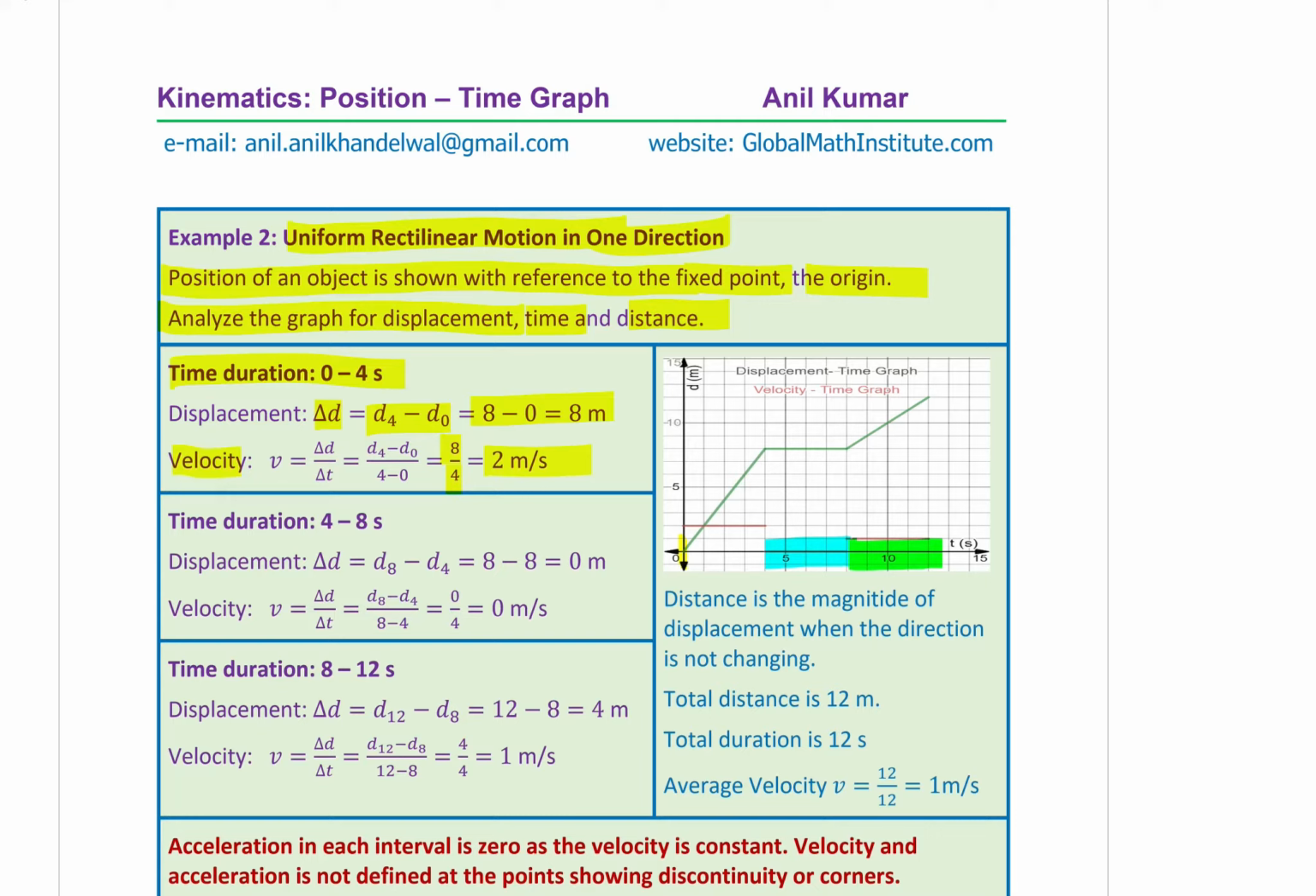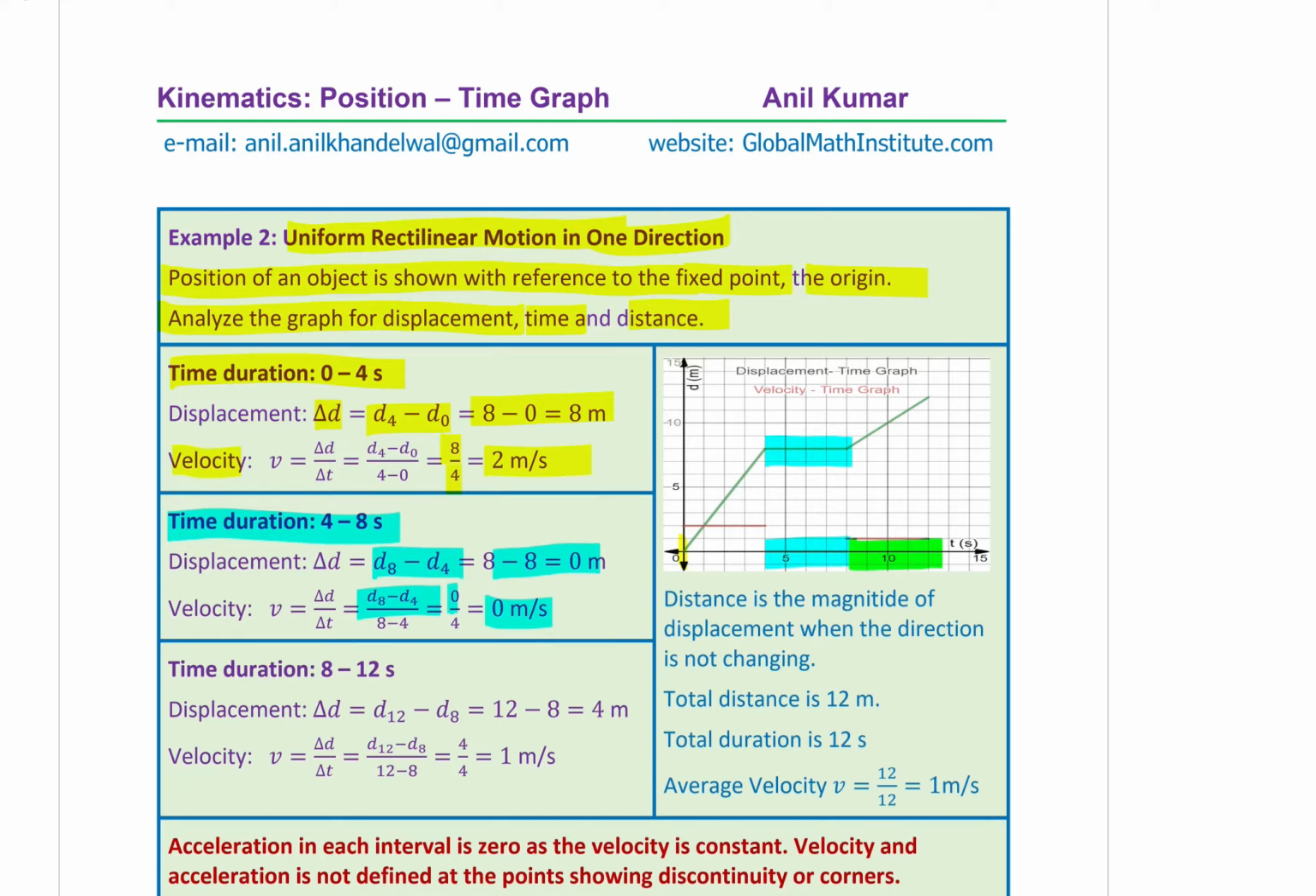Now, let us look into the second interval where the object is stationary. It is not moving at all. So from 4 to 8 seconds, as you can see, the distance is not changing. So d8 minus d4 is 8 minus 8, which is 0 meters. Since the object is stationary, it is not changing at all. Numerator is 0. Dividing by the time duration gives you 0. So the velocity is, as expected, 0 meters per second, correct?